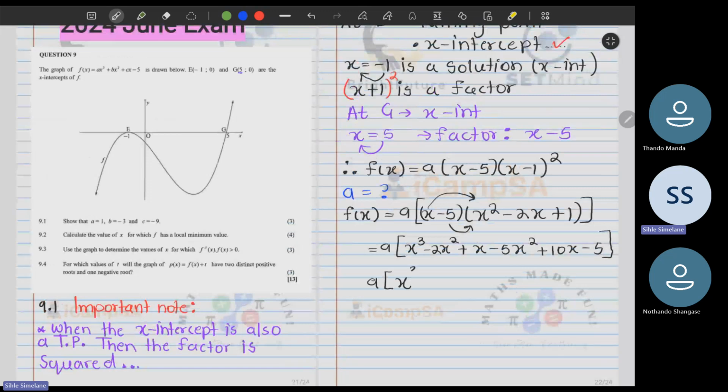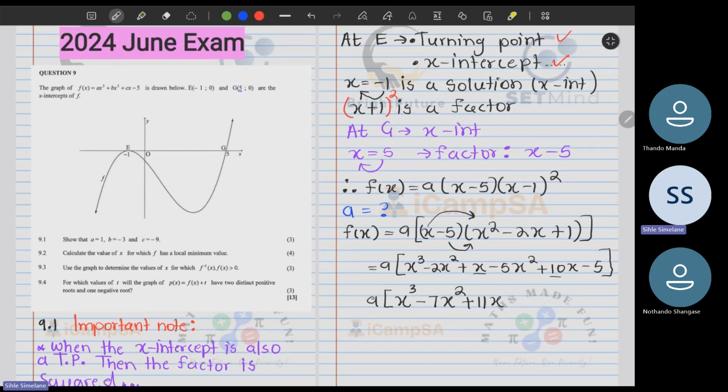Such that we have x cubed, then minus, if you observe carefully, 7x squared, and then x and that becomes 11x. Let me see, is that correct? X, that's 1, and then 5, that becomes 10, we get 11. Is that correct, guys?